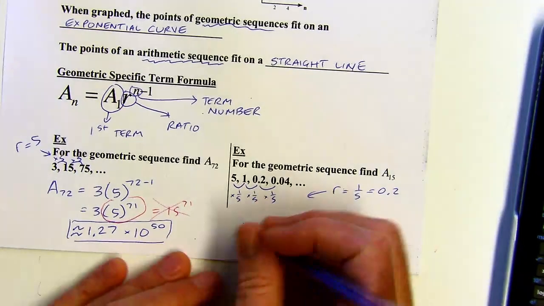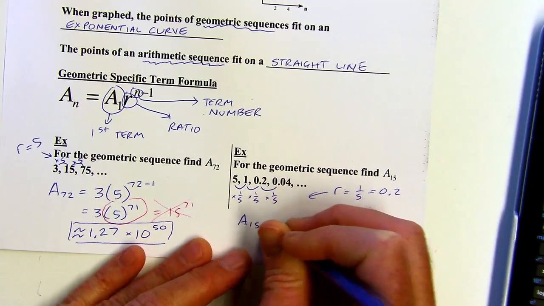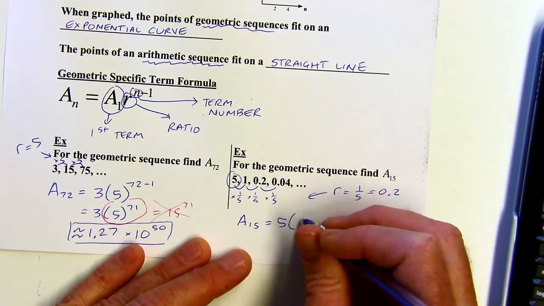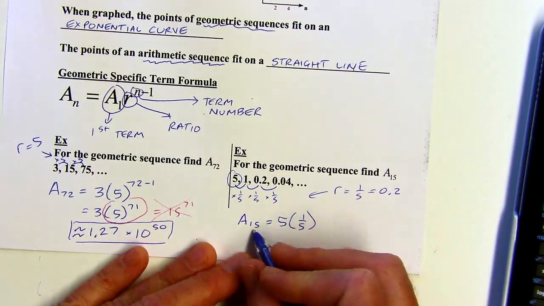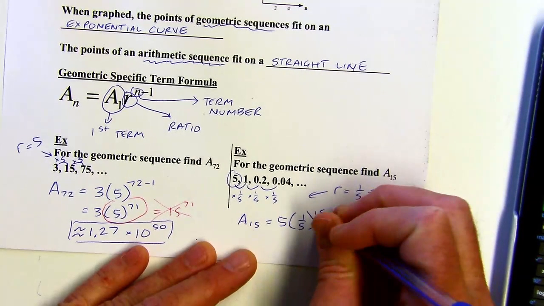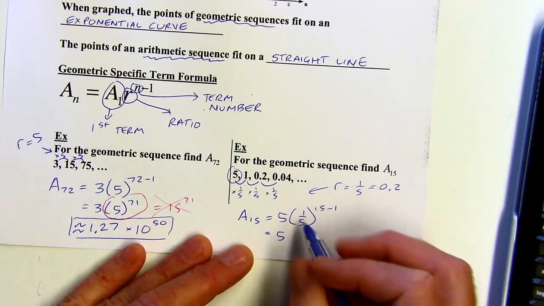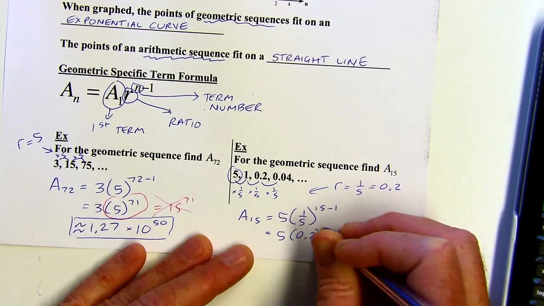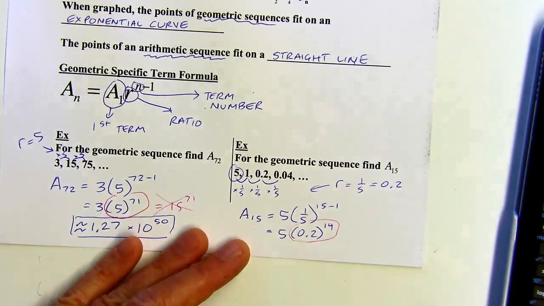All right, so let's try the formula. I'm looking for the 15th term here. The first term is 5. Then the ratio is 1/5. And then we've got n minus 1. N here is 15. Okay, so this is... And I said I was going to put this as a decimal, so let me change this to a decimal. Okay, got that, and I want to do the exponent before the multiplication.